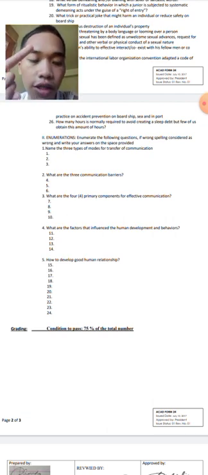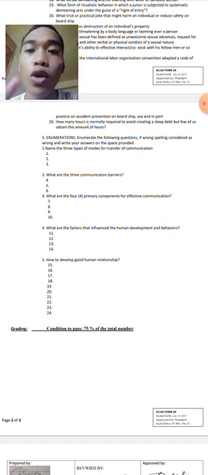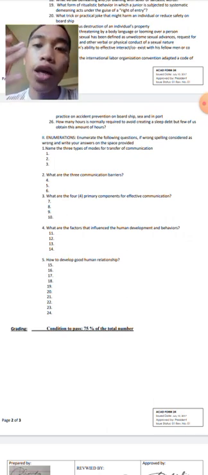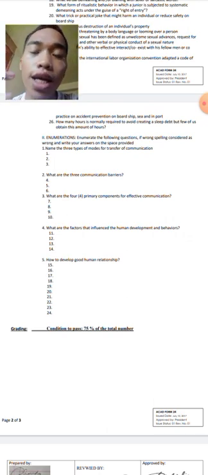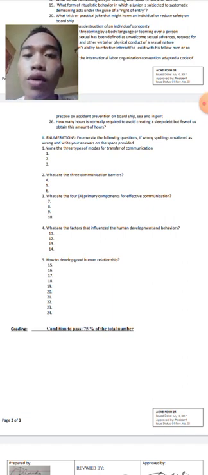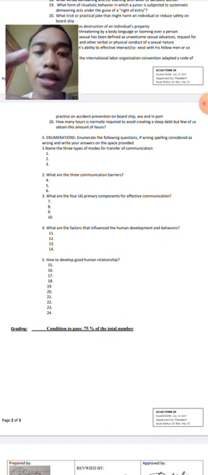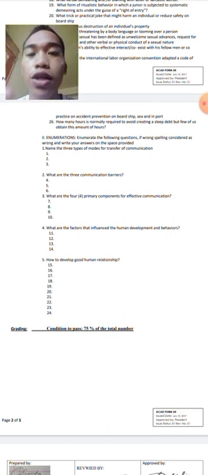The 7th is practice active listening to the people you talk to. And 8 is be kind and honest, or maybe be loyal to your people, fellow Filipinos. And the 9th is model positive relationships. And the last is create good communication with your fellow Filipinos.